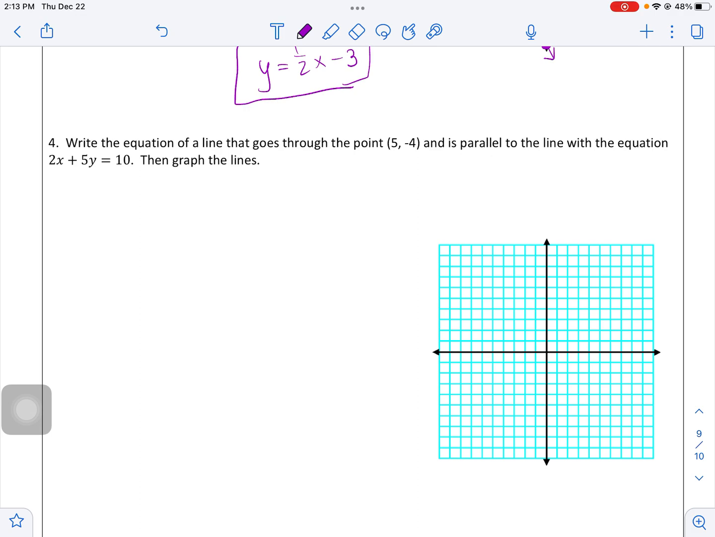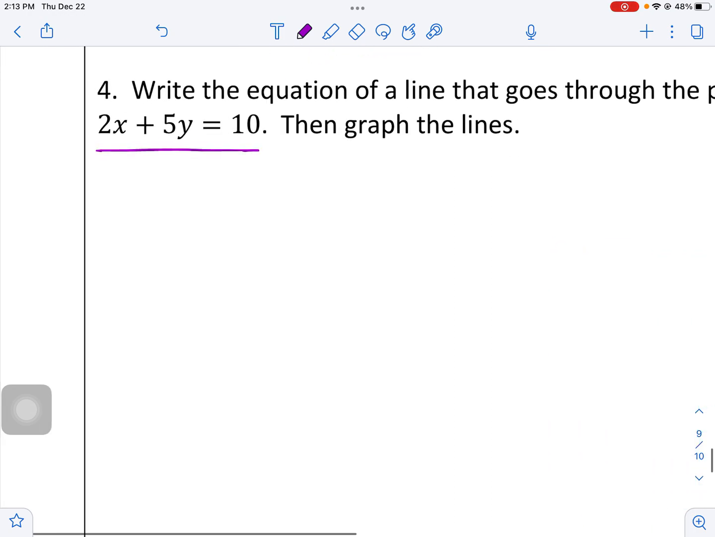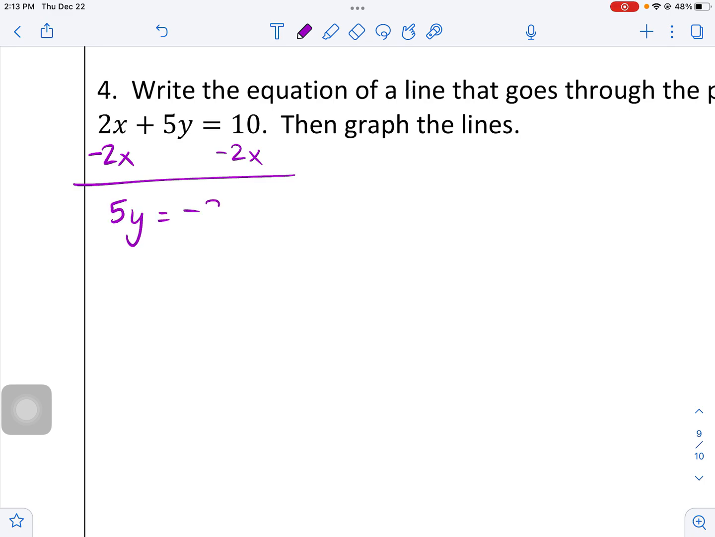All right, write the equation of the line that goes through the point (5, -4), and it's parallel to this line. So I need a parallel, and here's the line given. Once again, that is not in slope-intercept form, so I got to put it in slope-intercept form. First thing, we need the x to go to the other side. So we subtract 2x. I get 5y is equal to -2x plus 10. Still don't have y by itself, so we got to divide by 5.